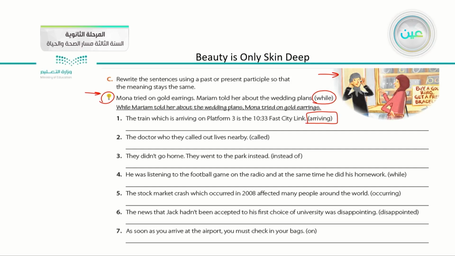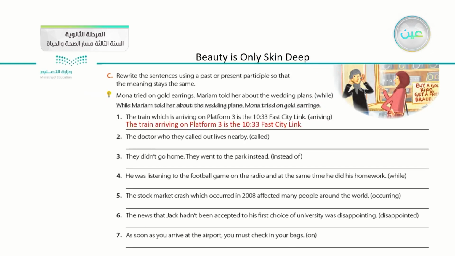Now we are talking about the train which is arriving on platform 3. How do you think we can rewrite this sentence using the word arriving? It becomes: the train arriving on platform 3 is the 10:33 Fast City link. What happened? We talked about the present and past participle. We said the present participle is an economical way of telling information. If you want to say information with as few words as possible, we use this way. So we took out "which is" and rewrote the sentence: the train arriving on platform 3 is the 10:33 Fast City link.